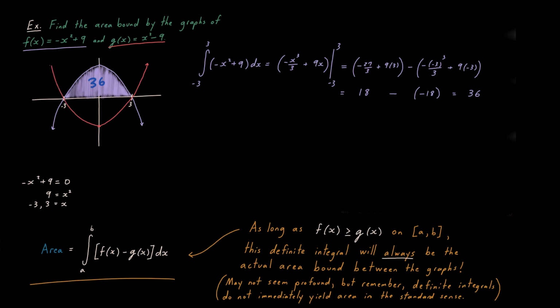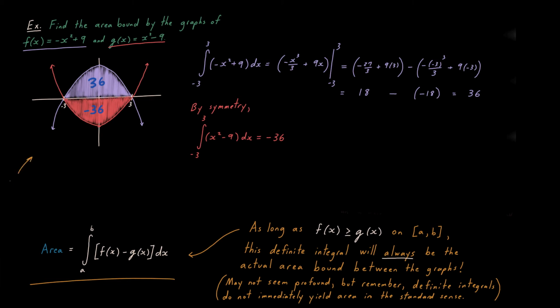And now for the other parabola, of course we should expect in the Riemann sense it's going to be a negative number. And by symmetry, they have the same reflective symmetry. So this one's going to be negative 36. So clearly by inspection, the actual area sandwiched between these two graphs is going to be positive 72, 36 plus the absolute value of negative 36.